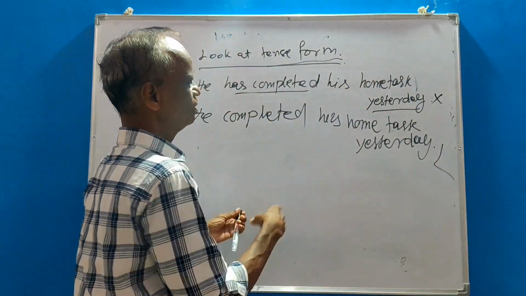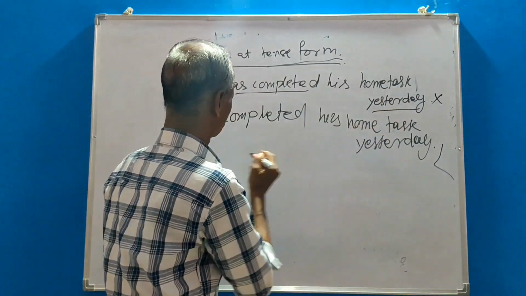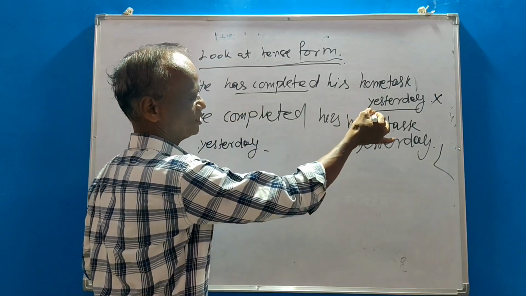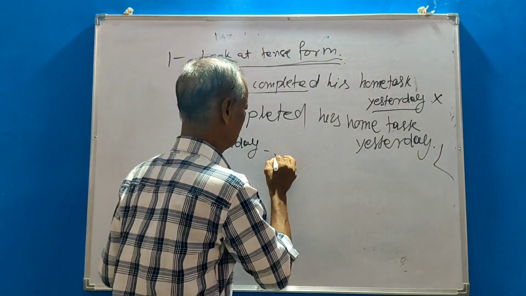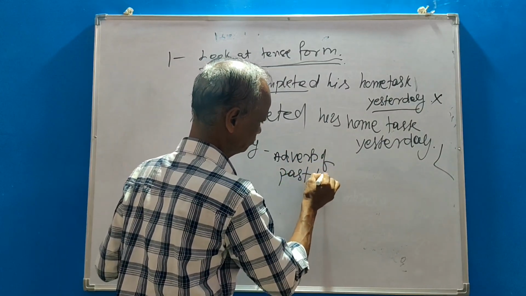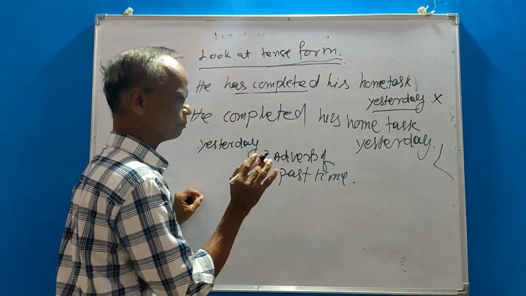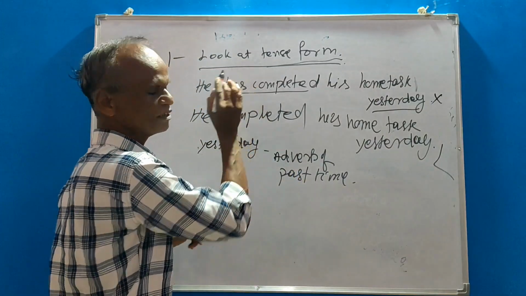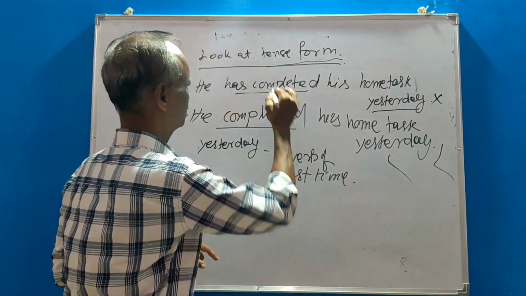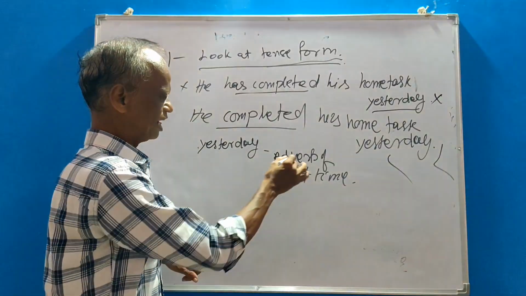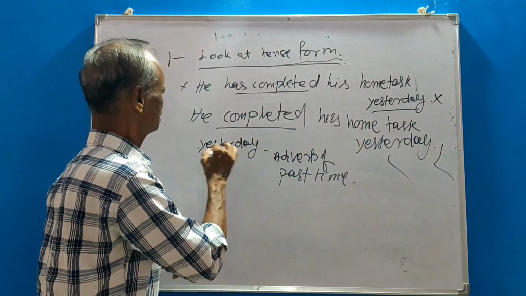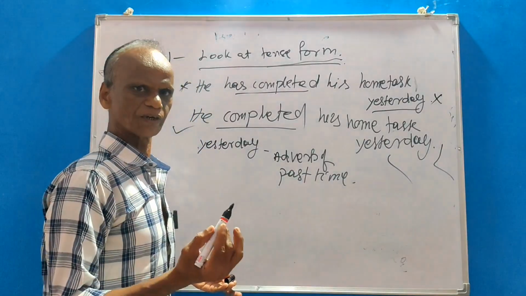But how is it correct? Yesterday is an adverb of past time. Adverb of past time cannot be used in present perfect form. It is used in past simple. So, it is correct. The other is wrong. Okay. Next.